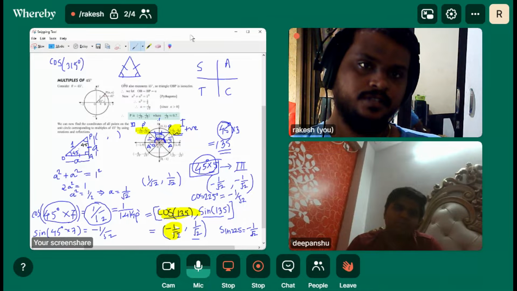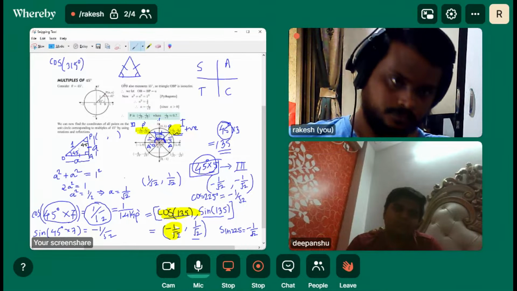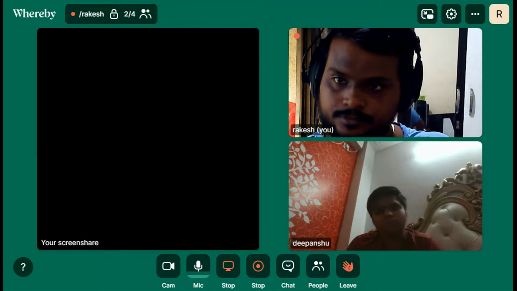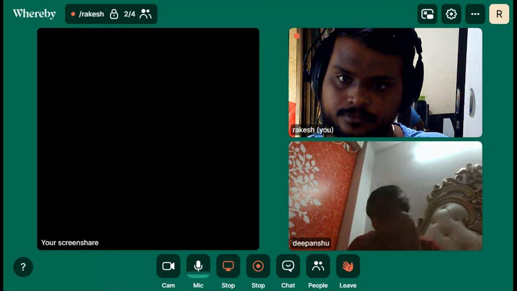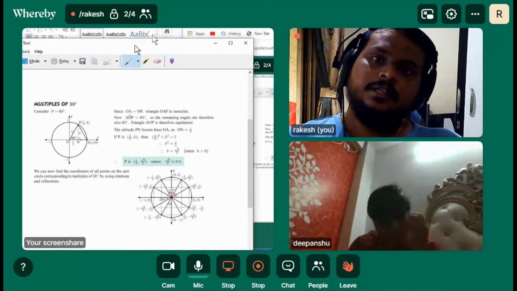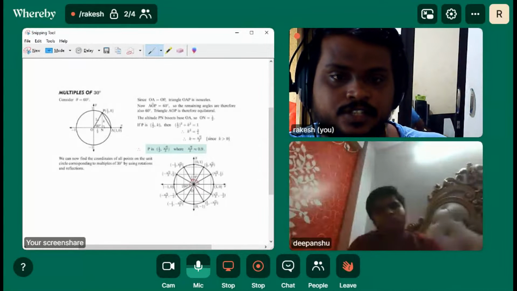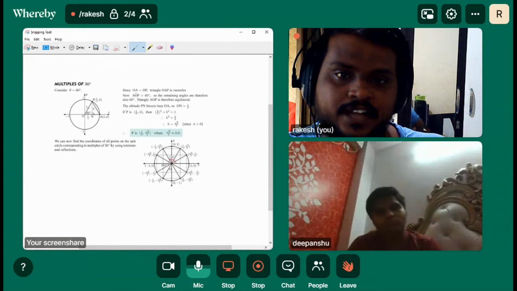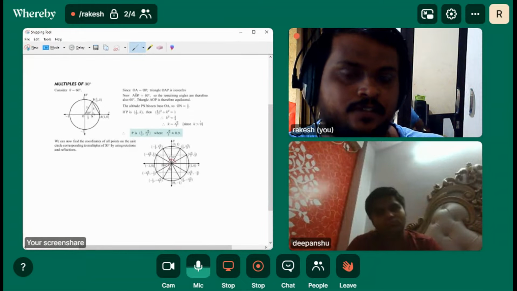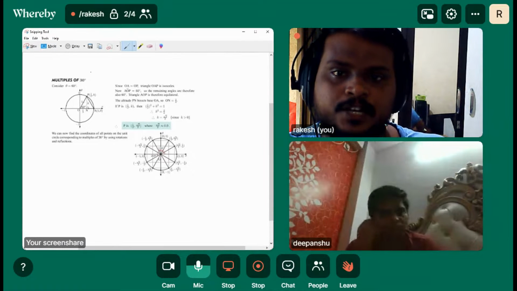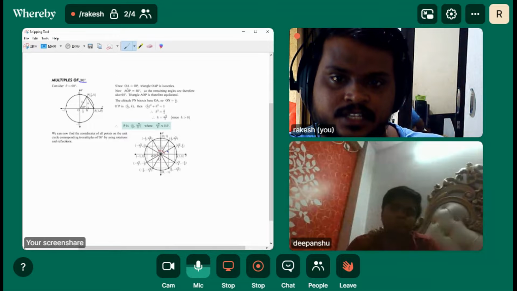You can take a picture of this if you want. Now, multiples of 30. So this is also an interesting angle where we can directly find out the values. So for multiples of 30, let's say this is angle 30, right?